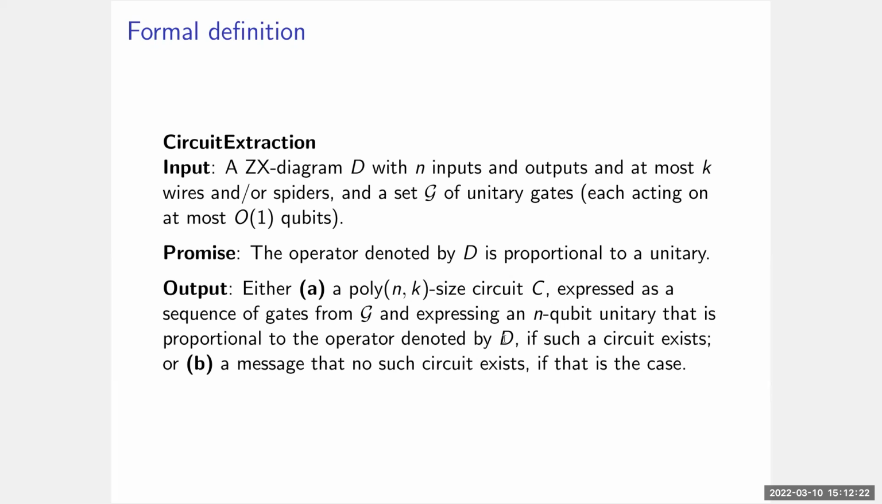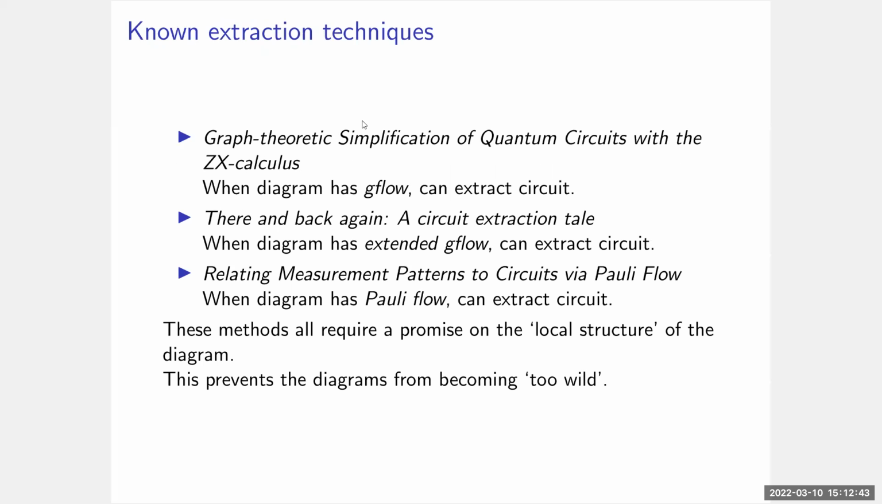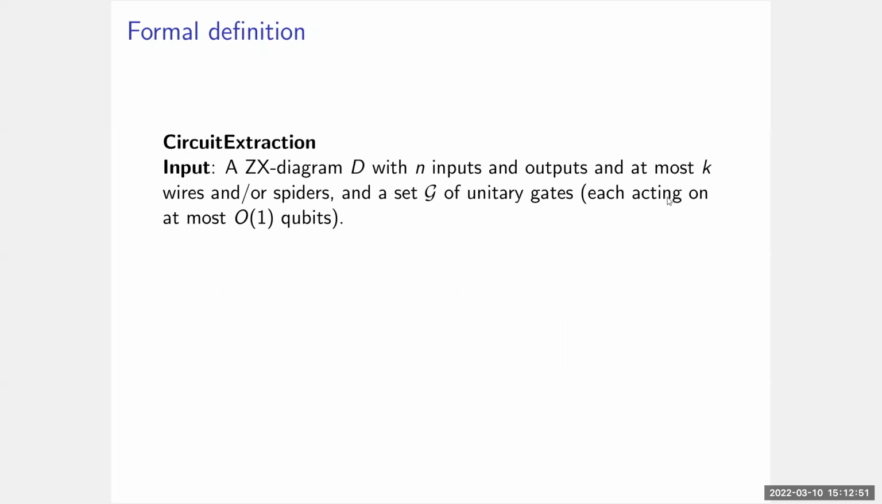And if it doesn't exist, like maybe the gate set we've fixed can't actually represent this unitary, then it should say, well, such a unitary doesn't exist. Okay, so I think this is the most general version of exact circuit extraction that you might want. And if we go to these three methods, these all fit into this. So they take in a diagram and they output a circuit over a given gate set in this way.